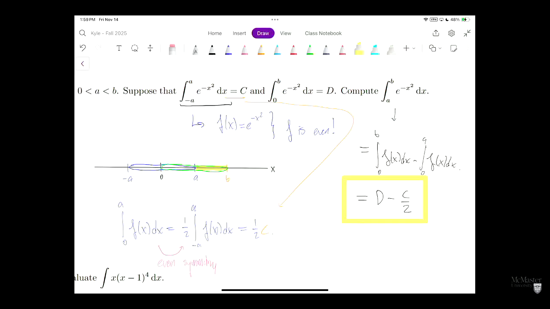So here we're using the even symmetry of our function over a symmetric interval to find that the integral from 0 to a is 1/2 the integral from negative a to a. We used that expression and subtracted it from the integral from 0 to b in order to find the integral from a to b. What questions do we have about this one? Yes. The 1/2 came from the fact that, so you see the interval from 0 to a, that's 1/2 the distance from negative a to a. Because it's even.